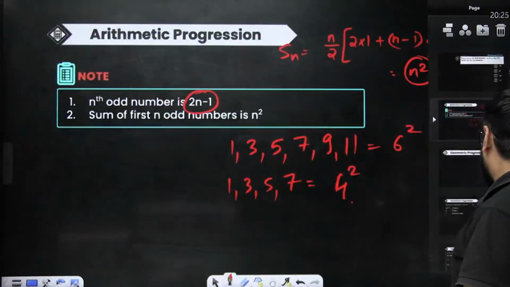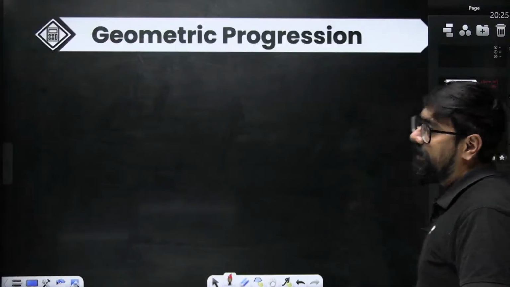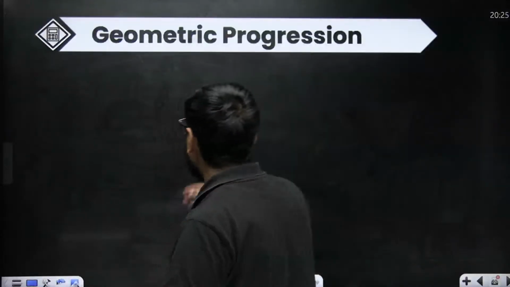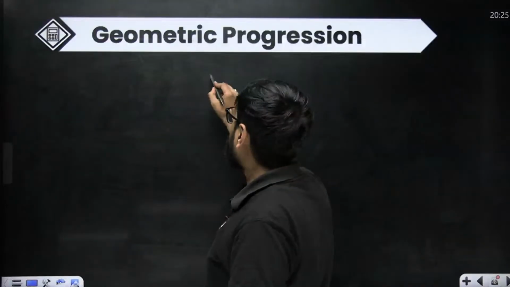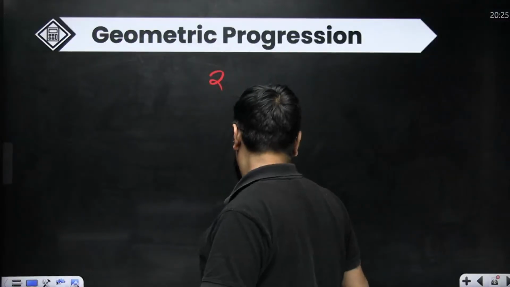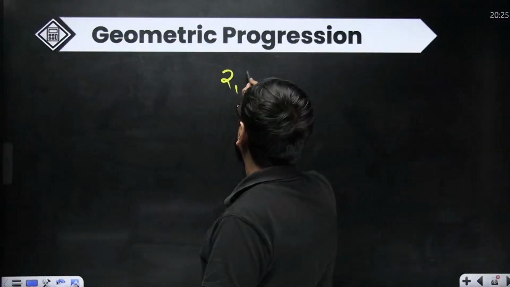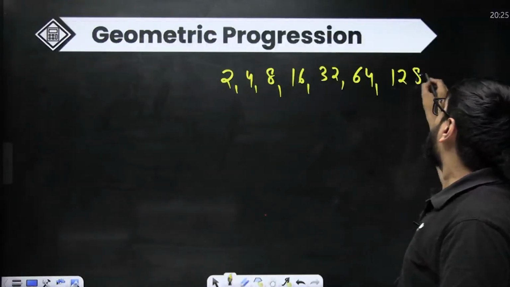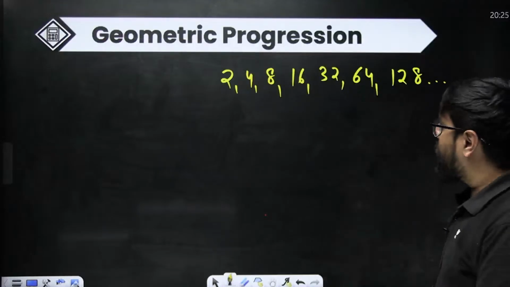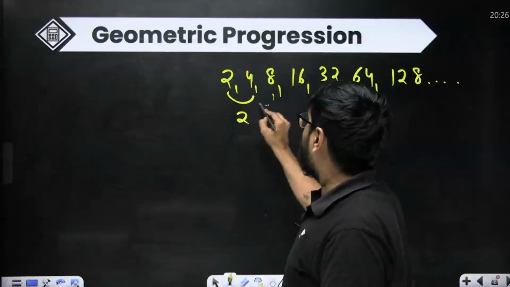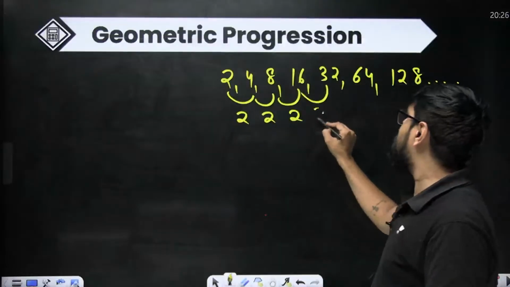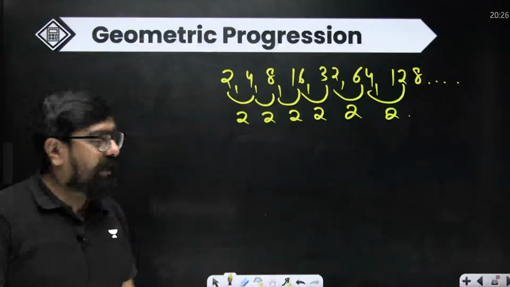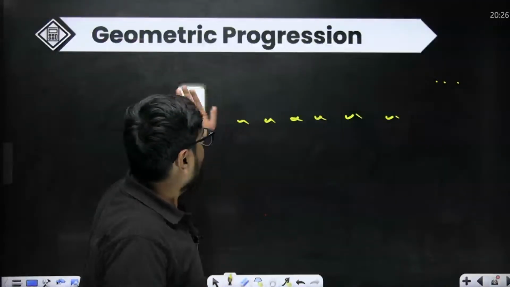Okay, let's go ahead. Now let's come to another type of progression, which is called geometric progression. This time there is no common difference, there is a common ratio, something like this: 2, 4, 8, 16, 32, 64, 128. It is progressing like this. Let's study this now. Common ratio: 4 by 2 is 2, 8 by 4 is 2, 16 by 8 is 2, 32 by 16 is 2. Common ratio is there. Very good. So how will we write it?